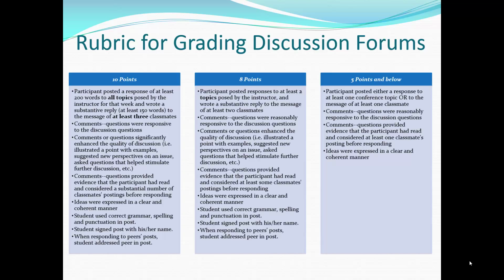Ideas were expressed in a clear and coherent manner. Student used correct grammar, spelling, and punctuation in post. Student signed post with his or her name.